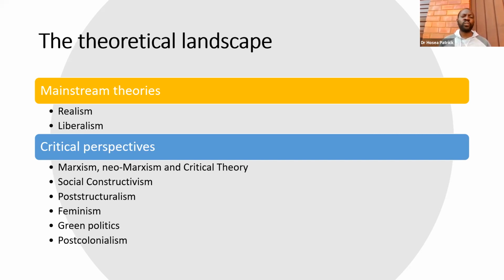So we have the critical perspective. We have Marxism, neo-Marxism, and the critical theory. You have social constructivism. You have post-structuralism. You have theories like feminism, green politics, post-colonialism, and many more theories that you can come up with. So basically, we are going to be looking at these as much as we can, and hope that time will permit us to treat them.